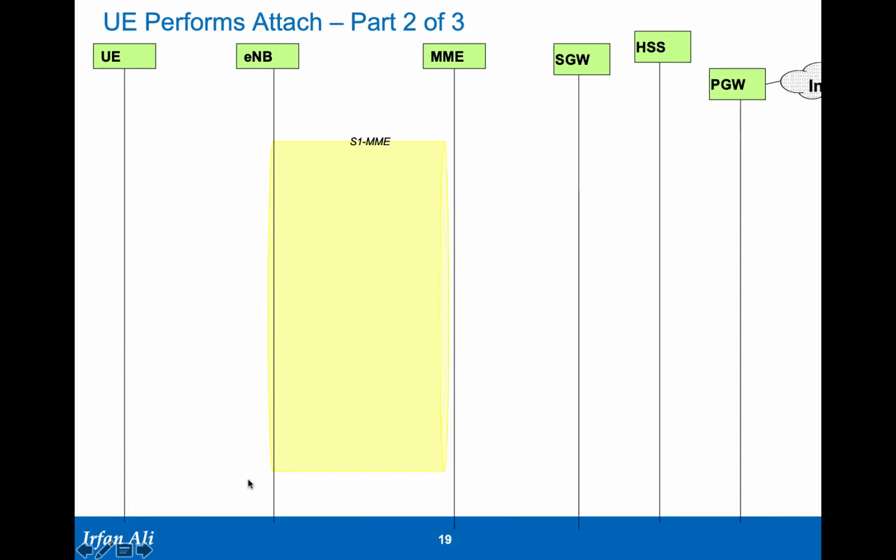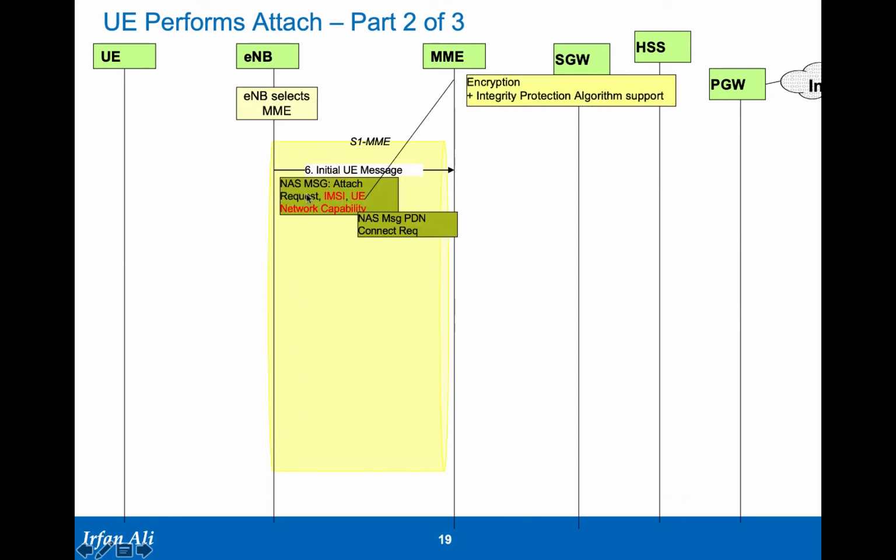And once this message comes in to the eNode B, it selects the MME, and it sends the NAS attach message to the MME. Part of the attach message also includes the UE network capability, which is a list that, amongst other things, includes the encryption and integrity protection algorithms that the mobile supports.